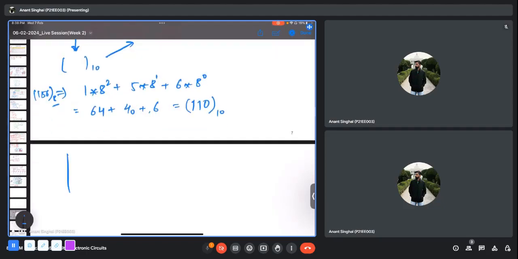Now what I can do is take the LCM. For base 16 I can write 6. So this is 16, 6 are 96.